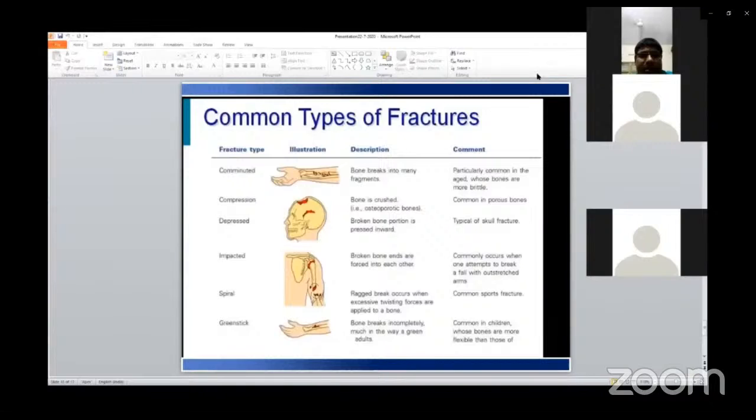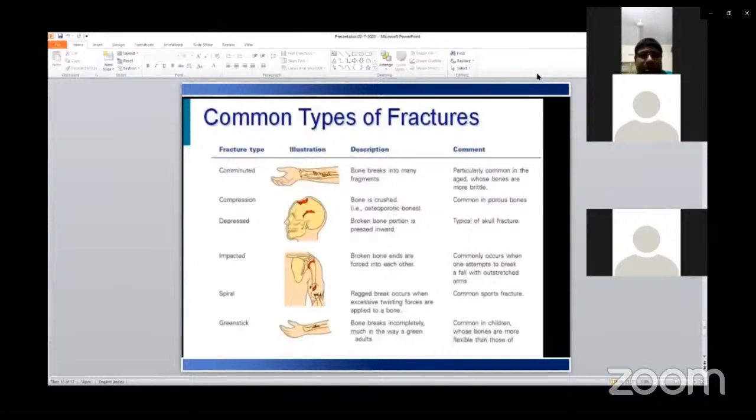The next one is impacted bone fracture. Due to this fracture, the broken bone ends are forced into each other. It commonly occurs when one attempts to break a fall with outstretched arms.